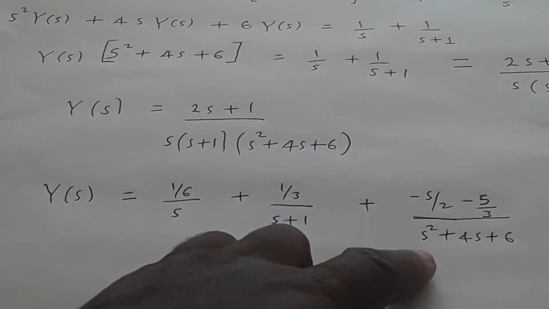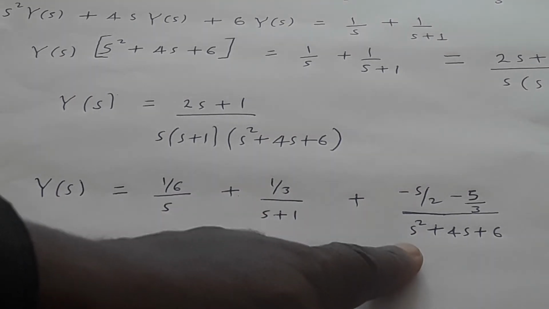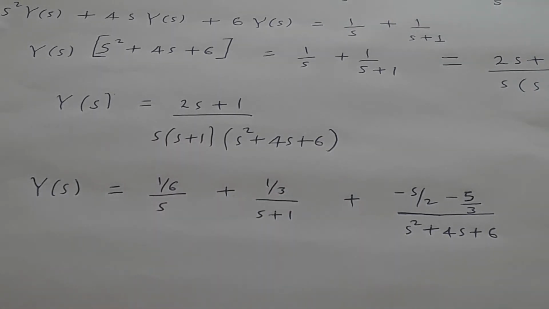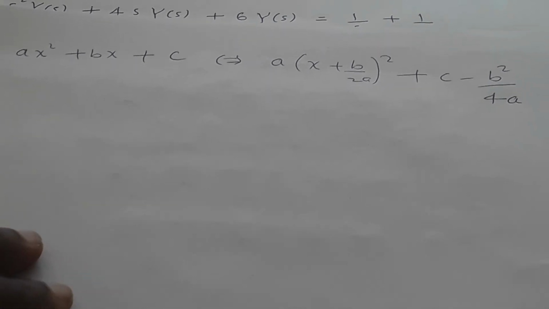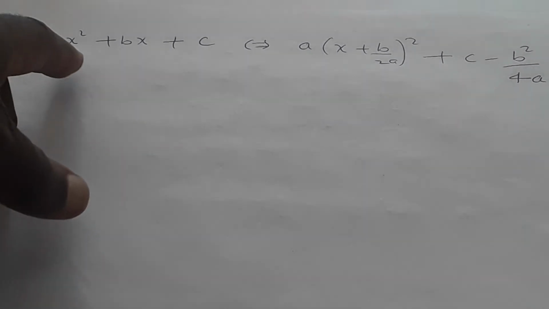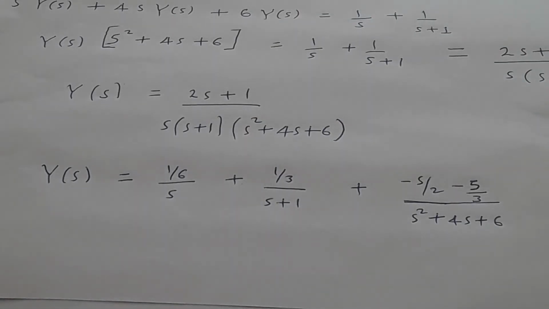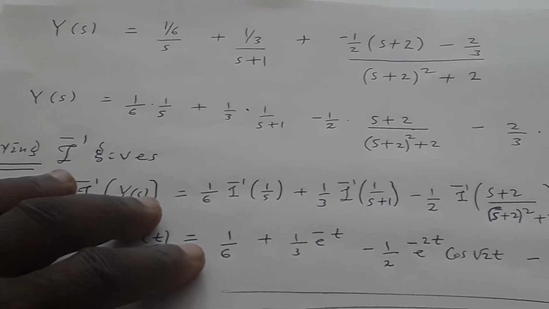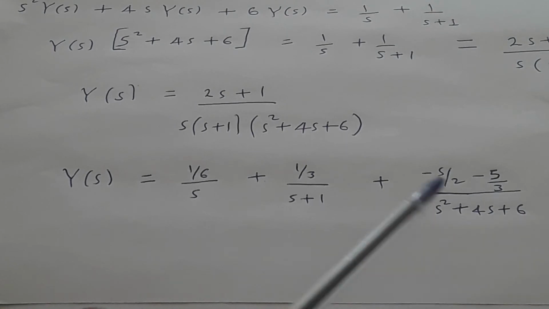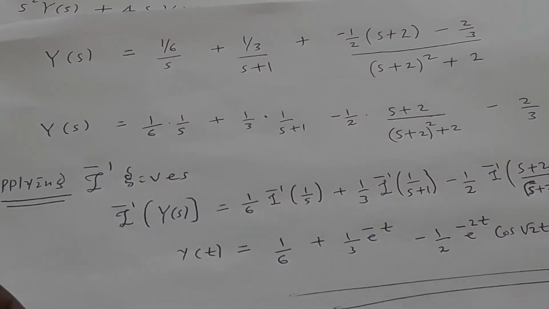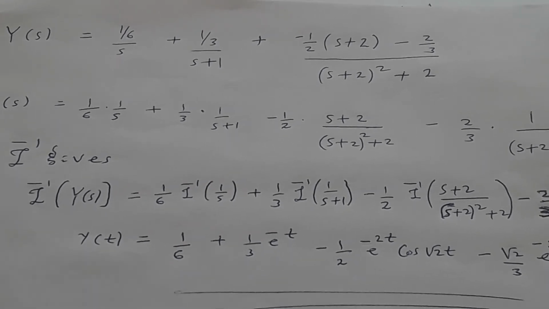Look at this denominator, it is a quadratic form that is irreducible, which means b squared minus 4ac is less than 0. For irreducible quadratics, we use the completing the square method. For any x squared plus bx plus c, we have this completing square method. Using that, we rearrange it to the form here. So Y(s) is this. That was the first one, and it can be turned into this form using the completing the square method here.